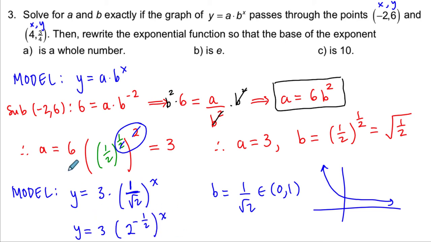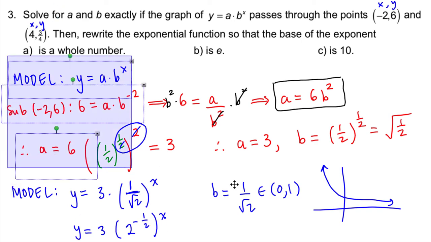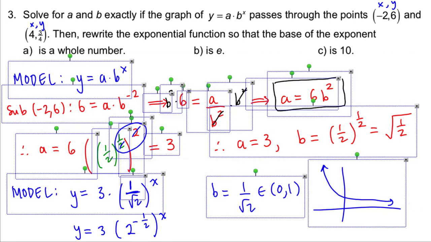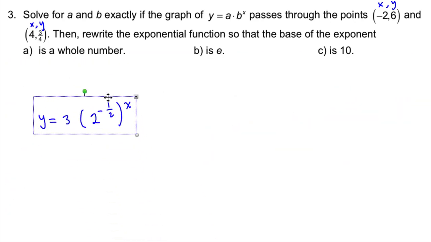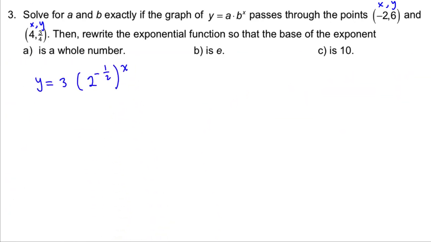So really, when I tidy all of this up, I can see that my exponential function can be written in a much tidier way. And that tidier way is to say my base is just 2, and then I have some transformations on the exponent, namely 2 to the negative 1/2 times x, or negative x over 2. So this is making it look a lot tidier.